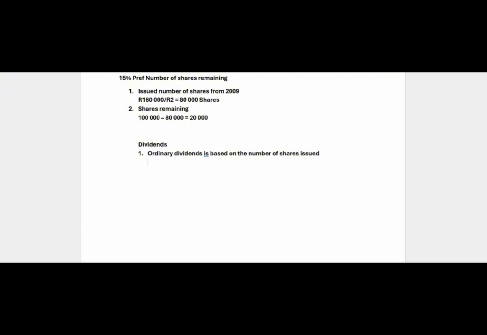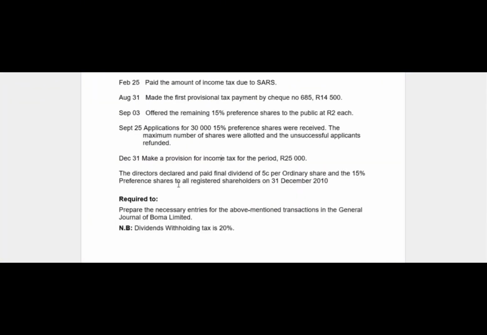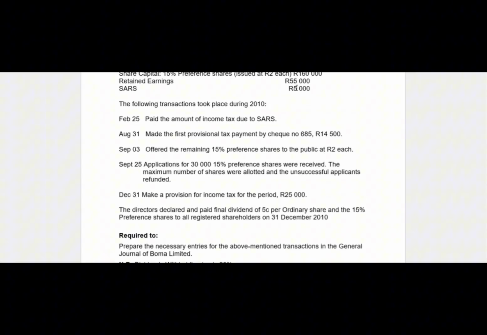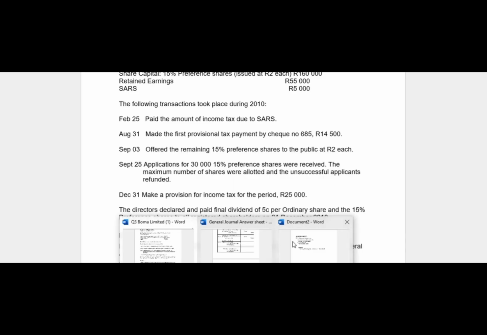So let's go to our question. Remember, during the year of 2010, we've never issued any shares for ordinary shares. So we're going to use the ones that were issued from the previous year. But now remember, we don't have the number of shares. We have the rand value. So how do we calculate the number of shares? We're going to say 350,000 rand divided by 1.75. Let's go and do that and get the number of shares.